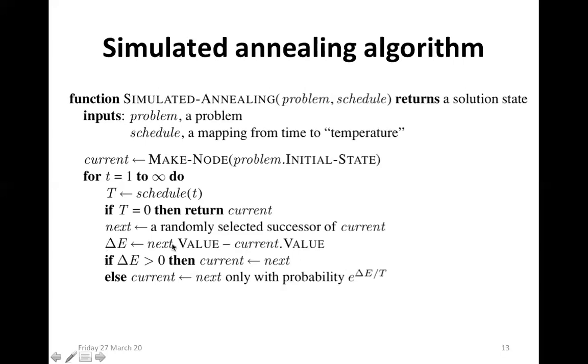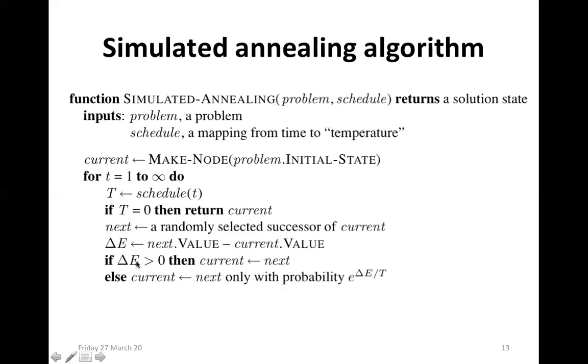First, I am assuming you have this delta E as a positive value. When delta E is greater than zero, that means it is positive, and then I update this next variable into this current variable, because that next state has a higher value. So I am selecting the next state in this statement.